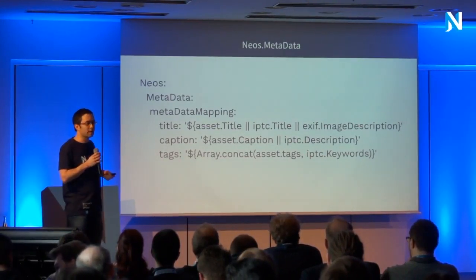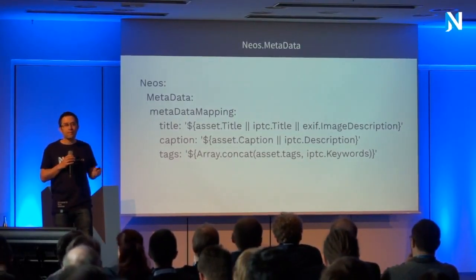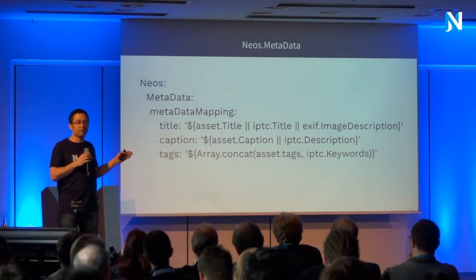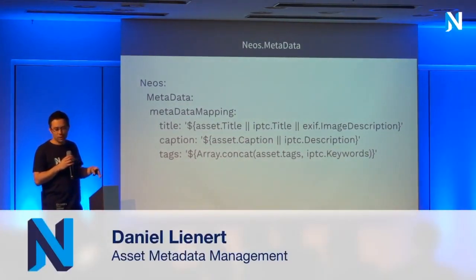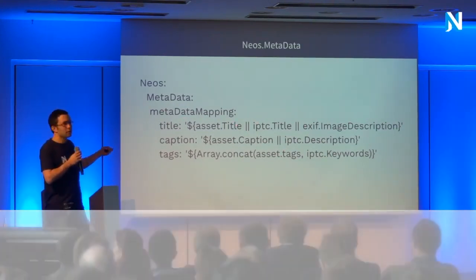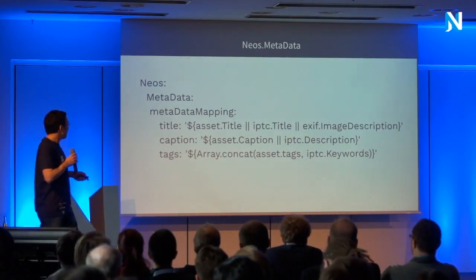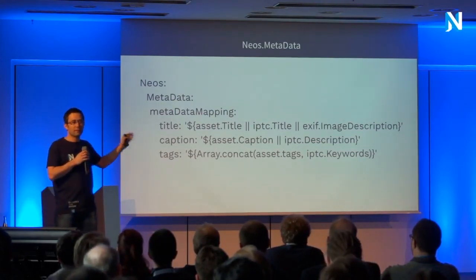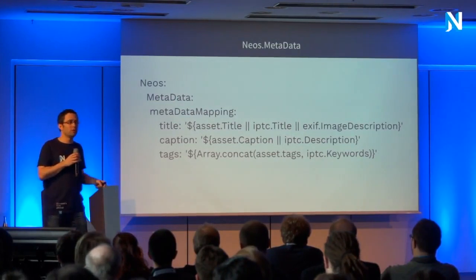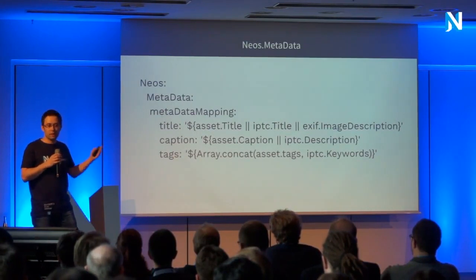In the NEOS metadata package, you have a configuration available, which you can use to map this data on the title and caption field of your assets in NEOS. So you just can say, if it has already a title, because the asset is also available as DTO here, use that title. If you don't have one, use the IPTC title, and if you don't have that, try the EXIF image description. And you can just use any of the EXIF and IPTC data here. So if you want to use an author tag here or something, you can also do that.